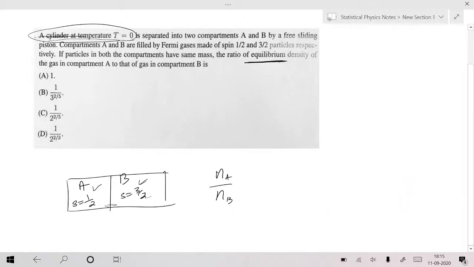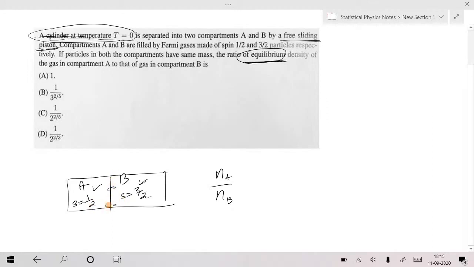Yes, tell me. Sir, it is given that the piston is free to slide. Then can we say that when the piston acquires some position, at equilibrium, then in that situation, the ratio of density is what he is talking about? No, you can't say that the ratio of density is... Yeah, that's what he's saying. Exactly, you understood the question properly. Again, it is a freely sliding piston.